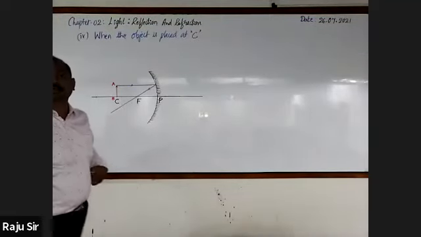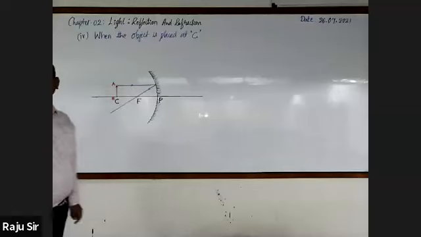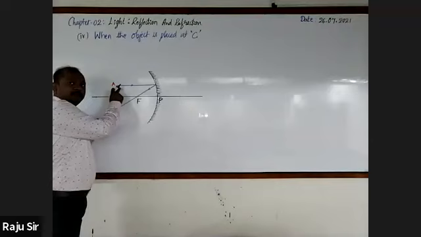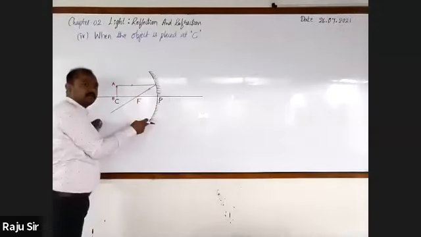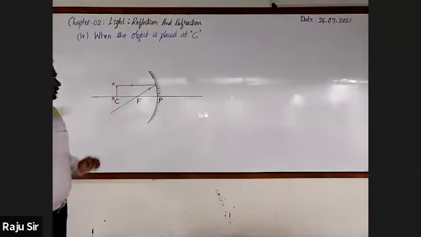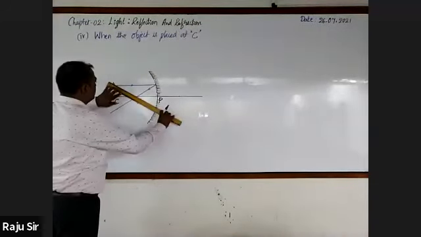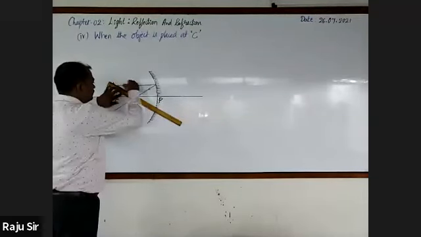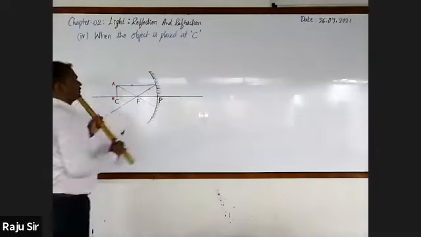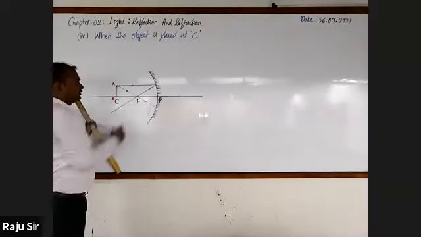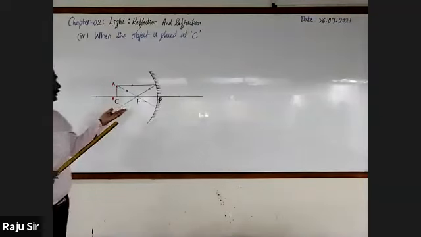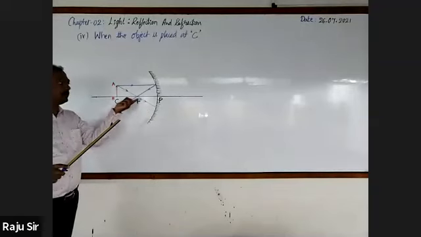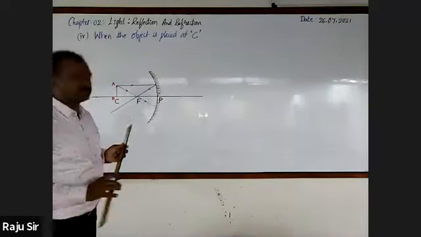Then what is the second ray to be taken? A ray passing through the focus. Yes, a ray of light coming from the object passes through the focus, then is incident on the mirror. Here, from A, you can draw the ray like this. Then what happens after the reflection? Yes, it becomes parallel to the principal axis.